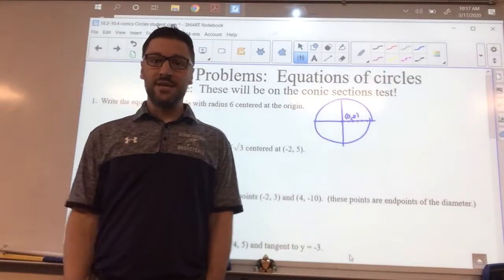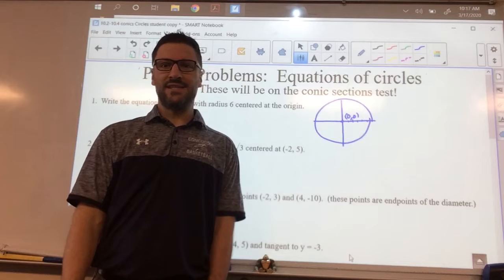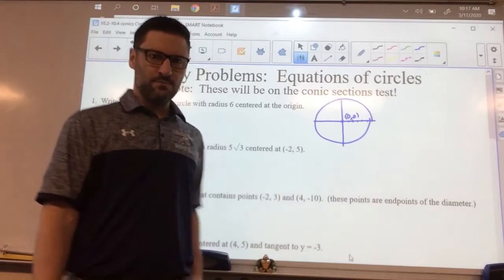Also, as we do these, you should have Desmos out, and when we're done writing the equation, you should plug it into Desmos. I will be telling you to do that. It would be helpful to have a second device out with Desmos popped up.